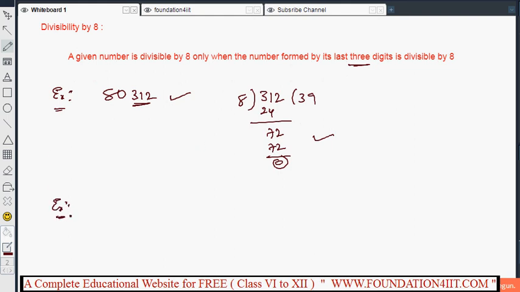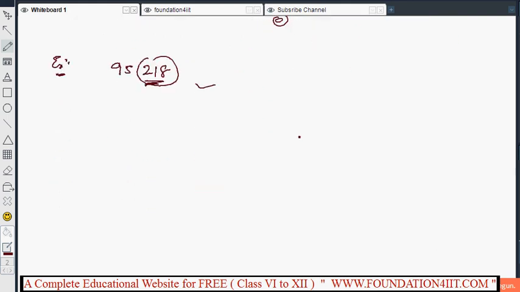So for example, 95,218. 218 is not divisible by 8. If you do the 8 table division, you will not get remainder 0. So this 95,218 also is not divisible by 8.